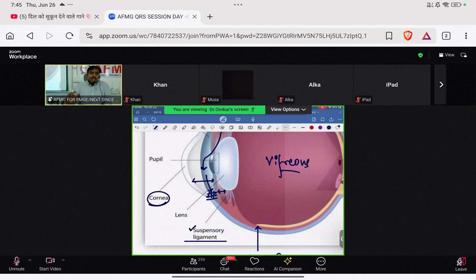Clear? So 90% of aqueous humor is absorbed from this trabecular meshwork, beta. 10% goes into the uveoscleral outflow. That 10% goes in between the uvea and sclera, beta. Is that clear? It is important.